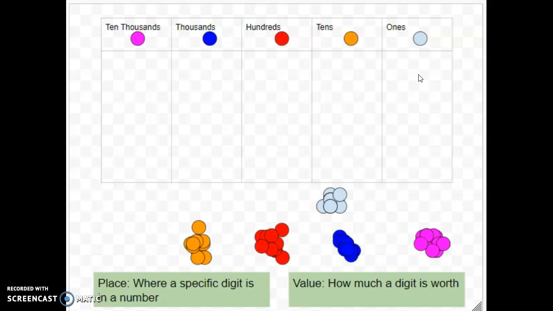So to review what place value means, in math, remember the place of a digit is basically where that digit is in a number. And value is how much that digit is worth. In the place value system, everything goes up by tens. So when you have 10 ones, you have 1 ten. When you have 10 tens, you have 100. When you have 10 hundreds, you have 1,000. And when you have 10 thousands, you have 1 ten thousand.